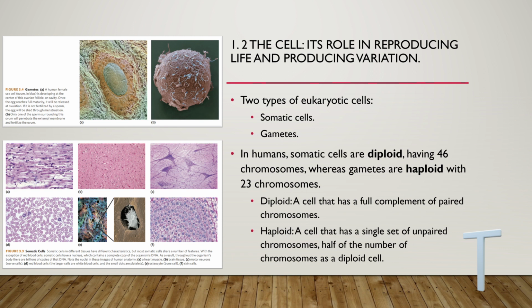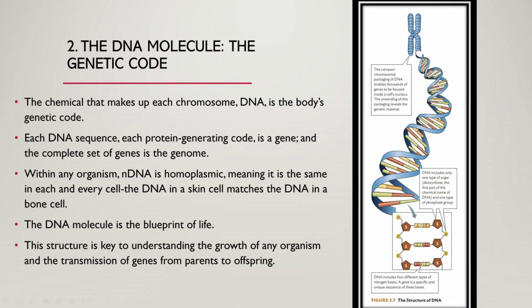The DNA molecule, the genetic code. The chemical that makes up each chromosome, DNA, is the body's genetic code. Each DNA sequence, each protein generating code, is a gene, and the complete set of genes is the genome. In addition to the identification of specific genes, the functions and interactions of many genes are becoming known in remarkable detail. Within any organism, DNA is homoplasmic, meaning it is the same in every cell. The DNA in a skin cell matches the DNA in a bone cell.